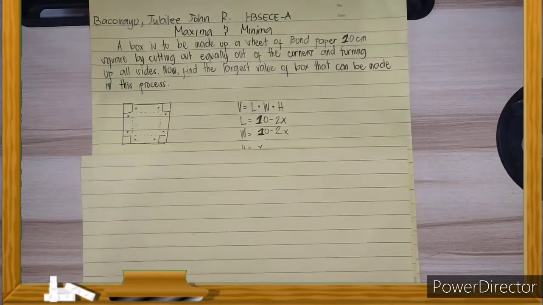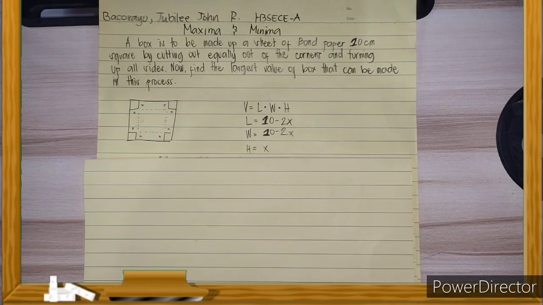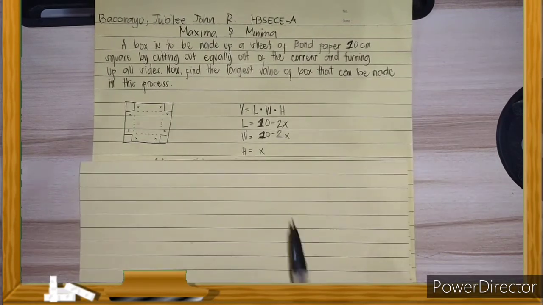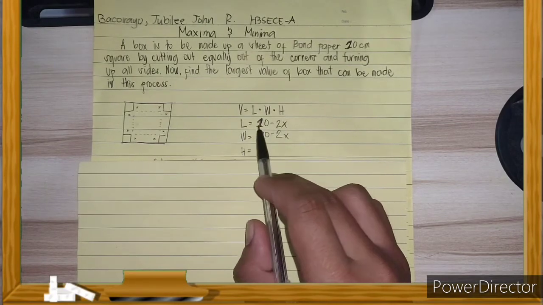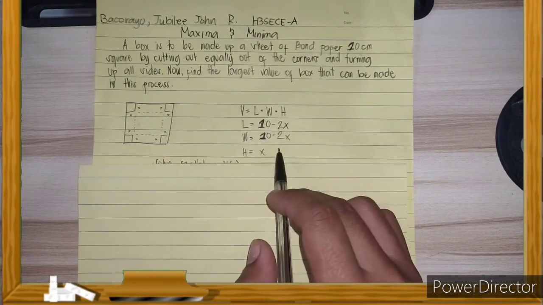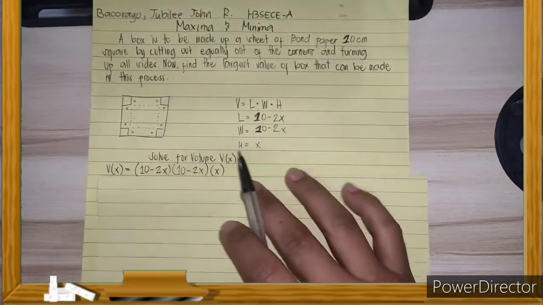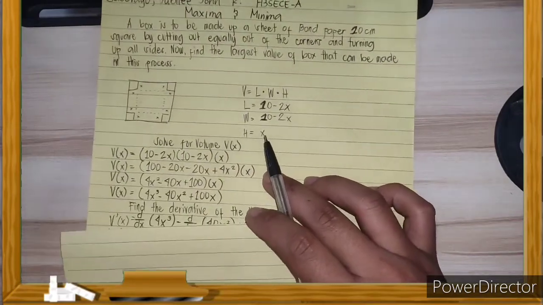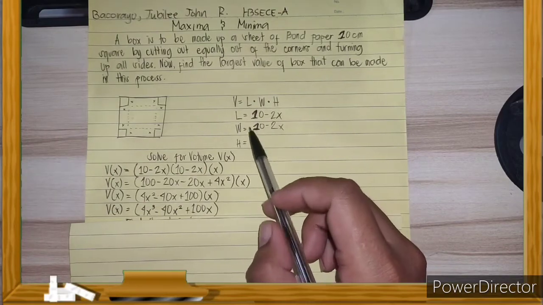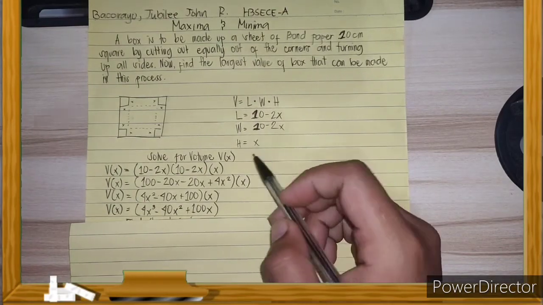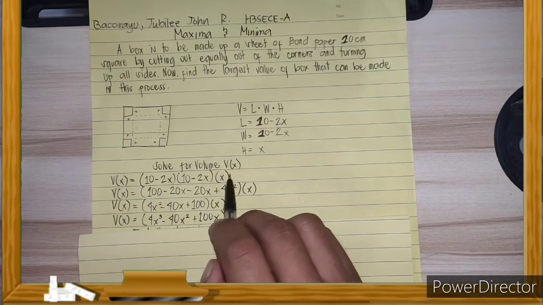So first thing to do is we need to find the volume with the equation V is equal to length times width times height. So for length, we have 10 minus 2x, and for our width, the same 10 minus 2x, and for our height, h is equal to x. So next, we need to solve for our volume by substituting the values of our length, width, and height. So V of x is equal to 10 minus 2x times 10 minus 2x times x.